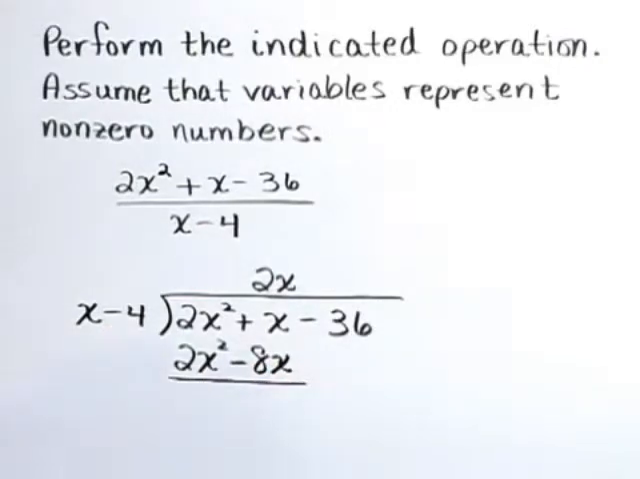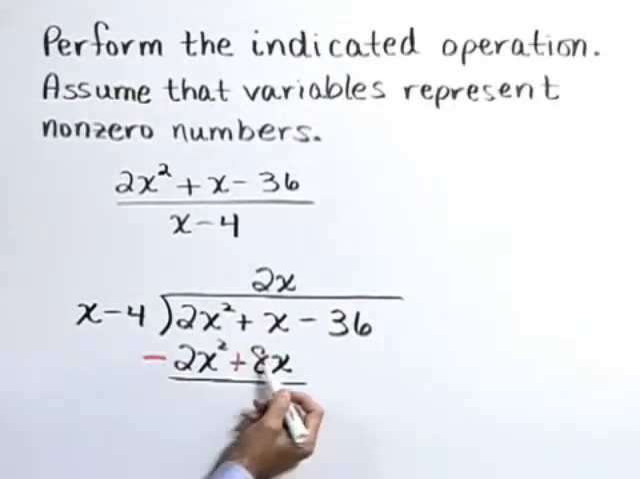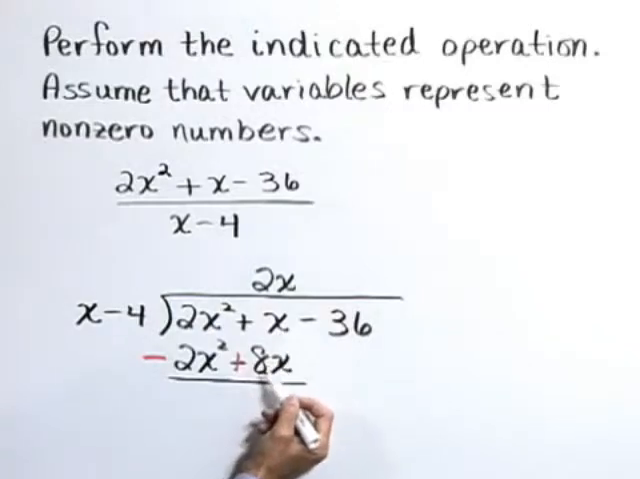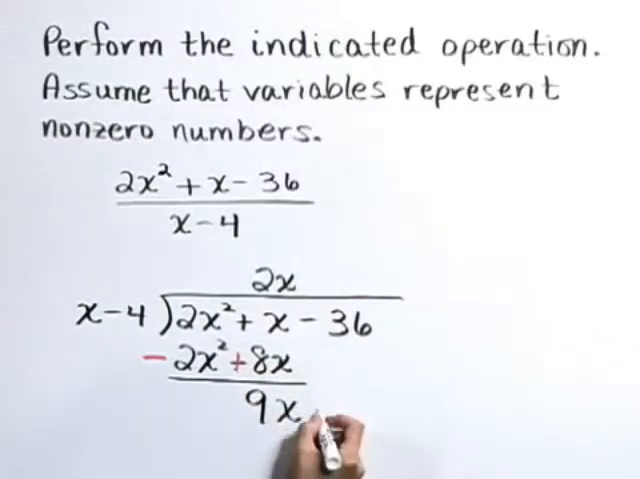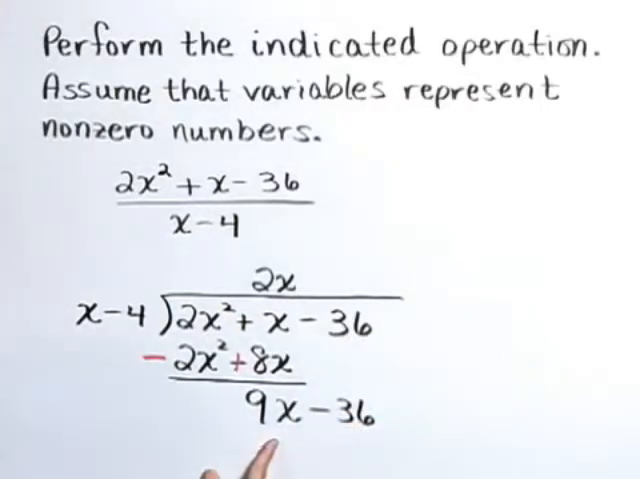At this point within the long division, we need to subtract. And I like to do that by changing signs and adding, or you might think of that as adding the opposite. With our first column, positive 2x squared and negative 2x squared cancel out. With the second column, positive x plus 8x is 9x. Let's drop our next term, the minus 36, and do it again.